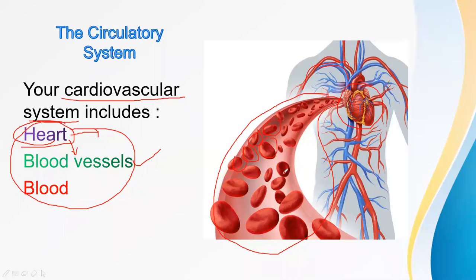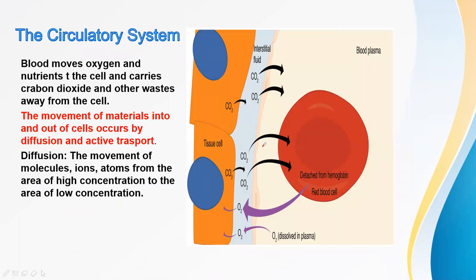Okay. So what is the main function of blood vessels? These blood vessels carry the blood to every part of your body. Then why is the blood necessary? Blood moves oxygen and nutrients to the cell and carries carbon dioxide and other waste away from the cell.